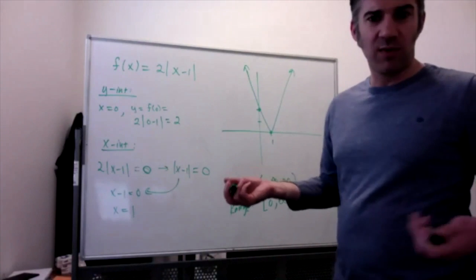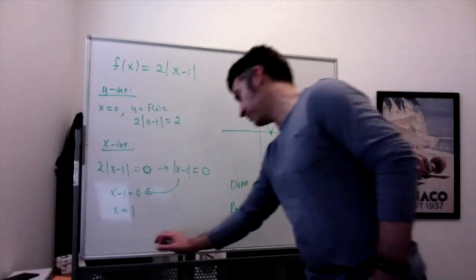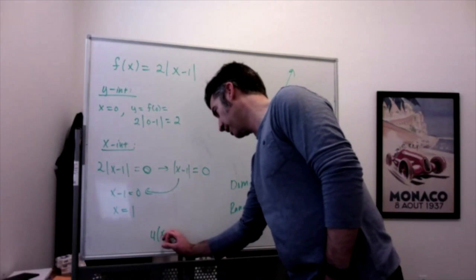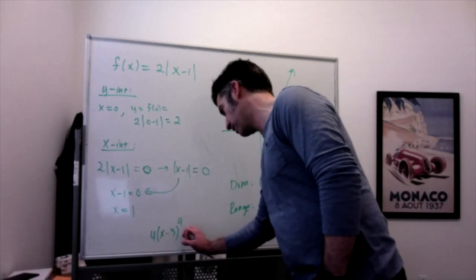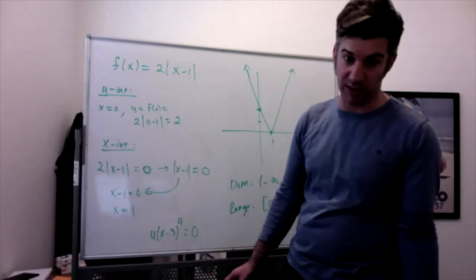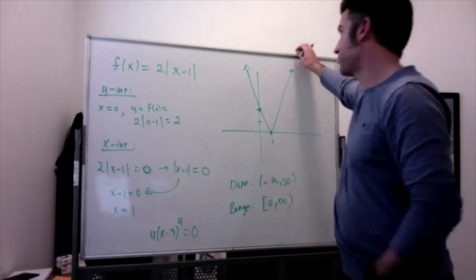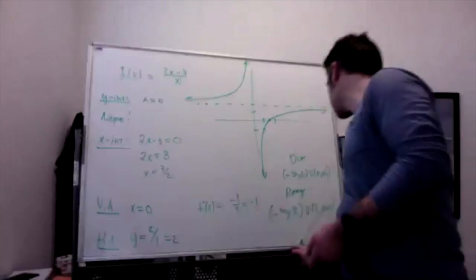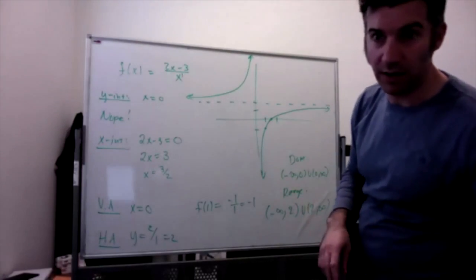It's kind of like when we're finding x-intercepts for other things. Like if I was finding an intercept for 4 times x minus 3 to the 4th equal to 0, I kind of just ignore the 4 because really I'm just dividing both sides by 4. Yeah, it's a good question. It's a pertinent question. All right, let's look at the next one.